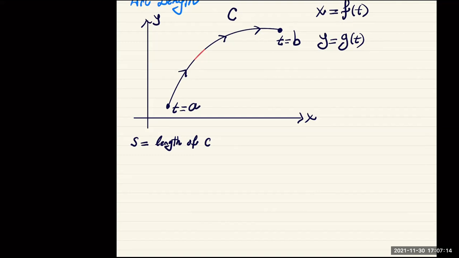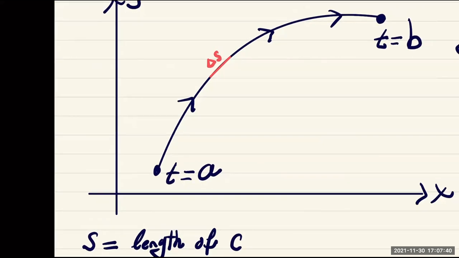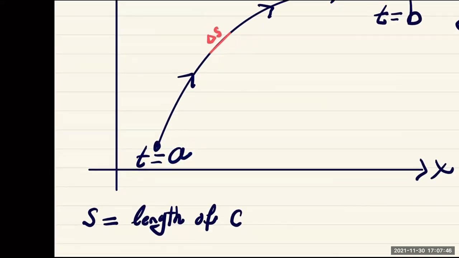So again, S is how much you go from here to here. Now this is just an increment of length, just an increment of S, so we're going to call it delta S. Just a small change in length. Remember, any increment is denoted using delta. Now we can construct a right triangle with a horizontal leg and a vertical leg.